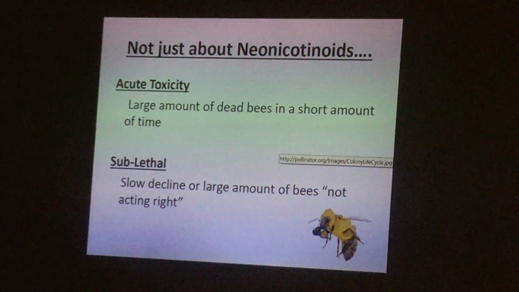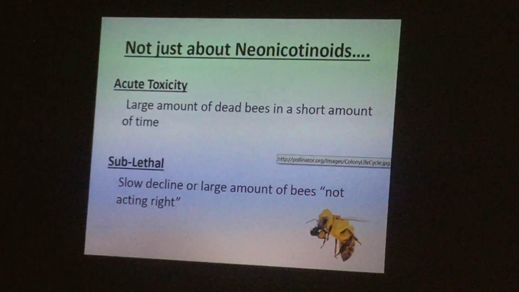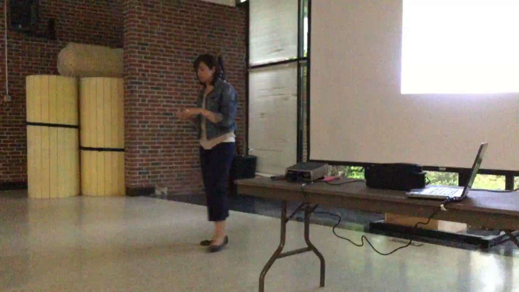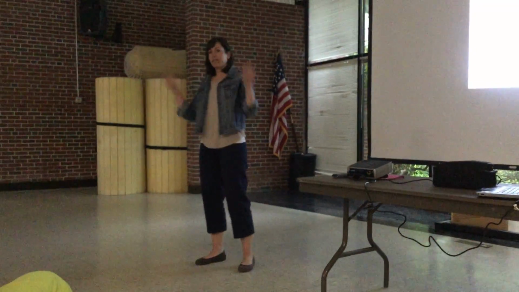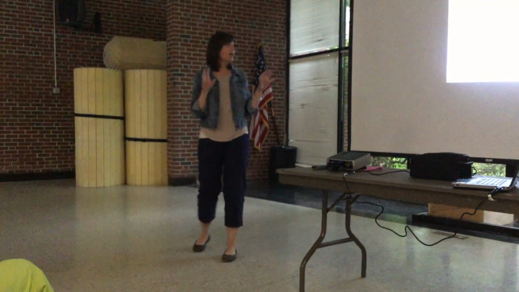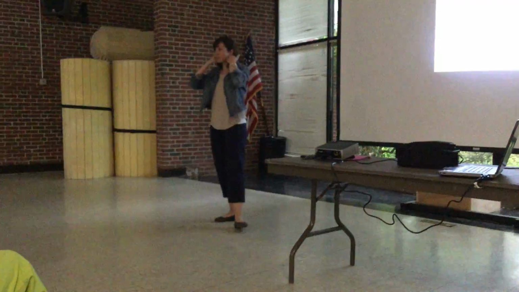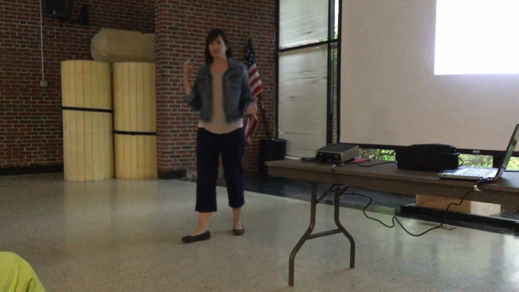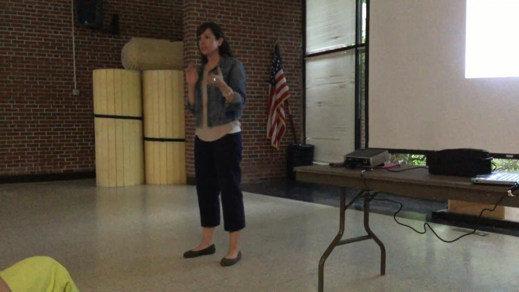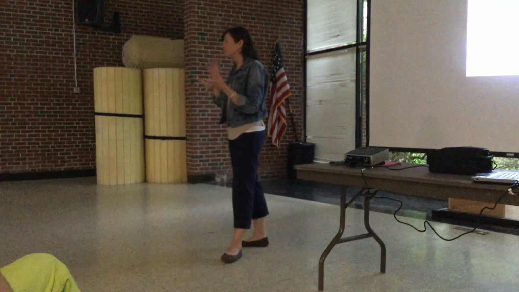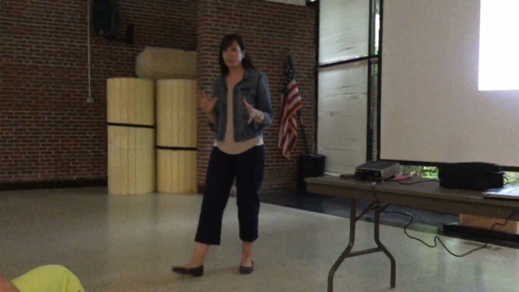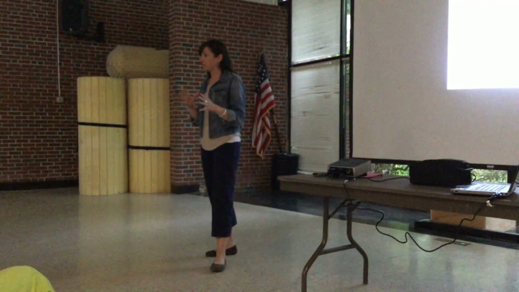But it's not just about neonics. When we talk about pesticides and bee kills, you kind of have to split it up. It gets tricky. It's not necessarily cut and dry. You deal with the acute toxicity where you've got a large amount of dead bees out of the blue. And so that's something where it could potentially be the bees were exposed to something, they came into contact, something drifted, something happened, and large amount of dead bees.